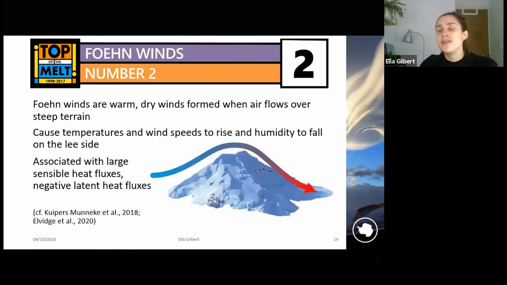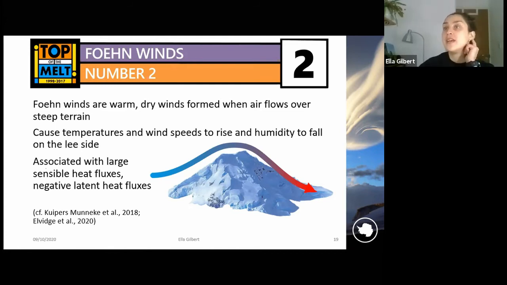Now, I've said the word Fern quite a lot, but I have failed to give a good definition so far. So now is the time. Fern winds are warm, dry winds that are formed when air flows over steep terrain. That includes the mountains of the Antarctic Peninsula, which can be up to 2,000 meters tall. When we get this airflow across the mountains, that causes temperatures and wind speeds to rise and humidity to fall on the other side.